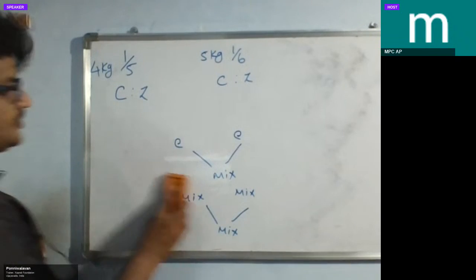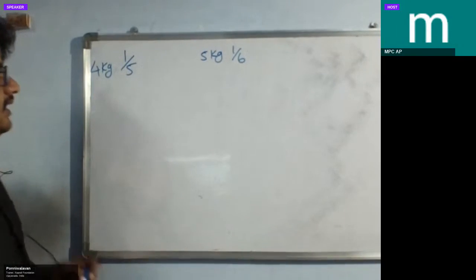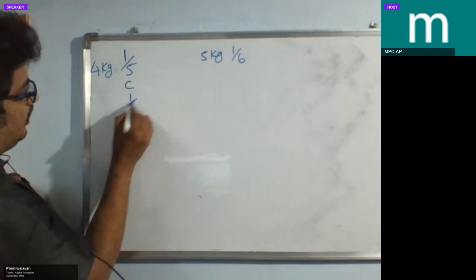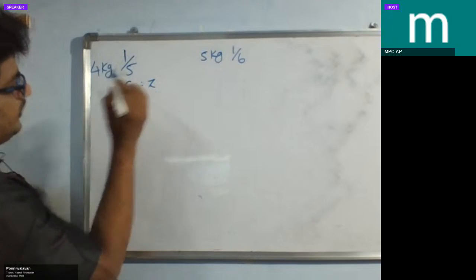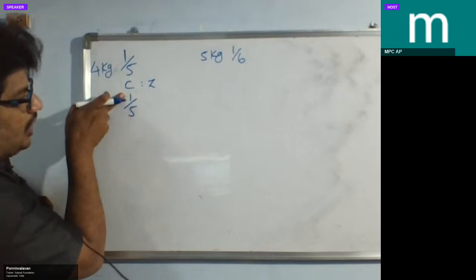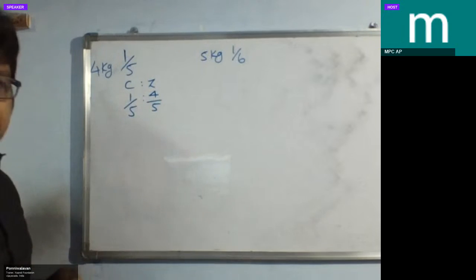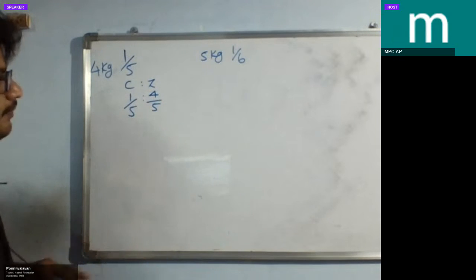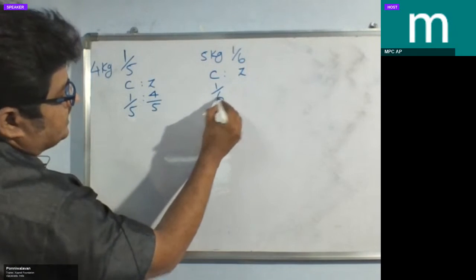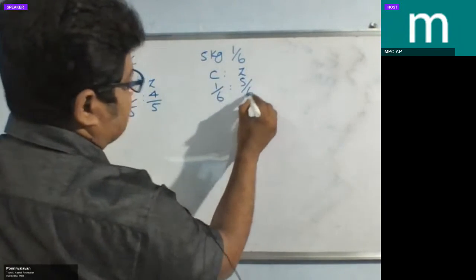Listen. Copper is 1 by 5 now. What about zinc? Totally 5, 1 is copper. Then the remaining 4 by 5 is zinc. Here, for the second, 1 by 6 is copper. Remaining how much is zinc? 5 by 6 is zinc.